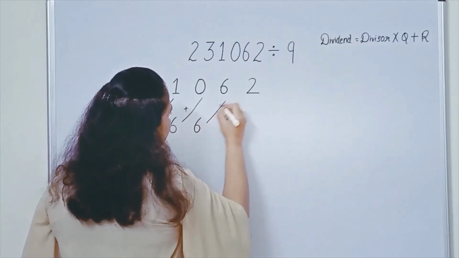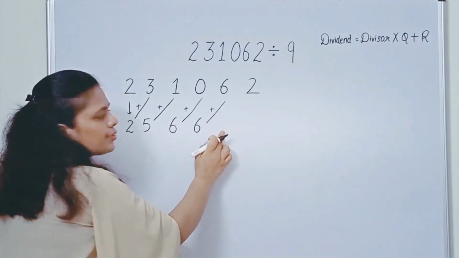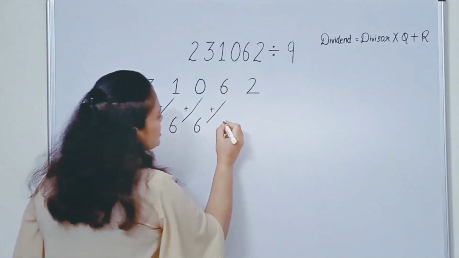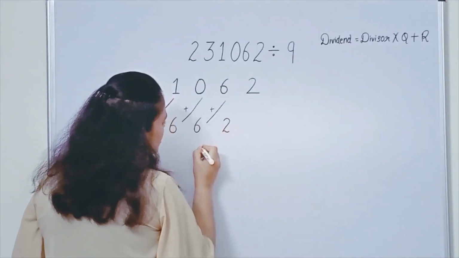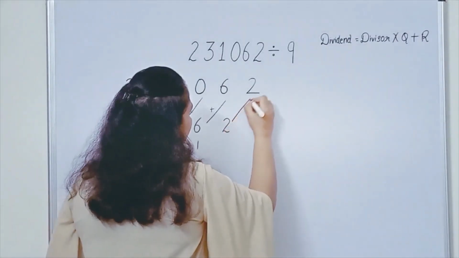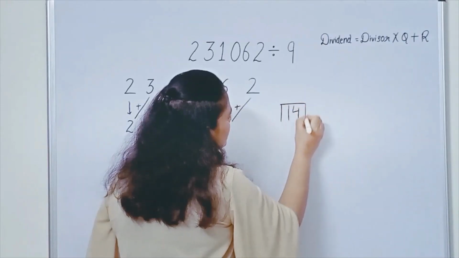Now add 6 with this 6, I get 12. But I have a space only to accommodate a single digit. So 1 will go as a carryover. Now 6 plus 6 is 12. 2 I will write it over here and 1 over here. Now 12 plus 2 is 14. 14 I will write separately. Why? Because this is the remainder.